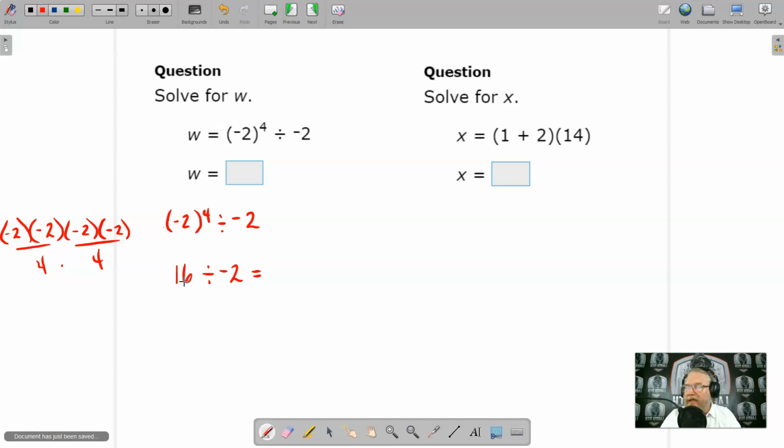So a positive divided by a negative is going to give me a negative. 16 divided by 2 is 8. Our answer is W equals -8.